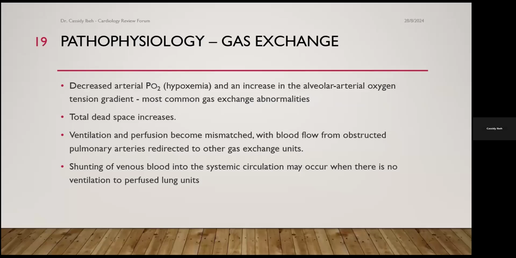Decreased arterial oxygen and an increase in the alveolar-arterial oxygen tension gradient are the most common gas exchange abnormalities that you see in pulmonary embolism. And of course, there will be an increase in dead space, and ventilation and perfusion become mismatched, with blood flow from obstructed pulmonary arteries redirected to other gas exchange units. This may lead to shunting of venous blood into the systemic circulation, which may occur when there is no ventilation to the perfused lung unit.